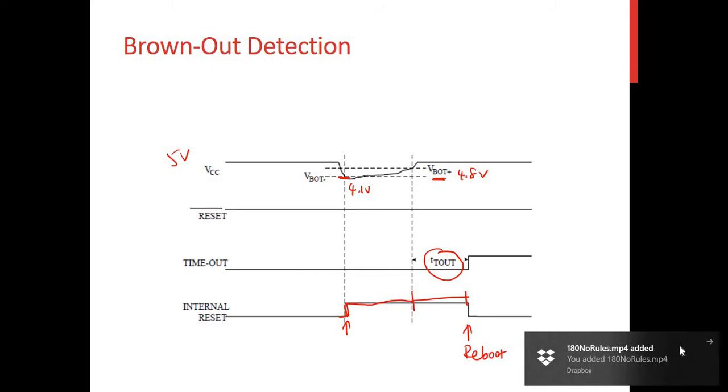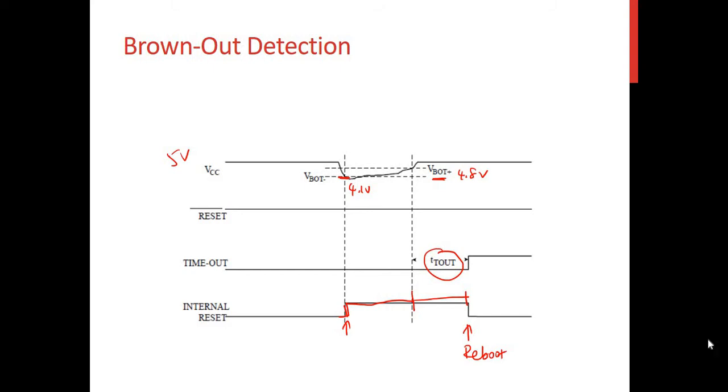So the whole idea of brownout detection is to detect any drop in the voltages of your supply.